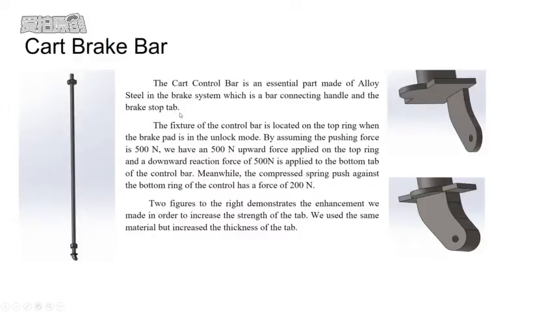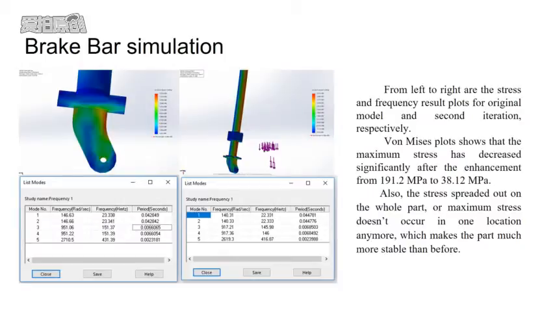And here is the cut brake bar. After we increased the thickness of the bar end, the stress spreads out on the whole part, and the maximum stress does not occur in one location anymore. So from the static analysis, it decreased the maximum deformation from 5.3 millimeters to 3.6 millimeters.